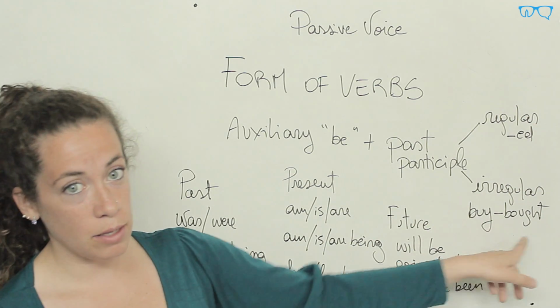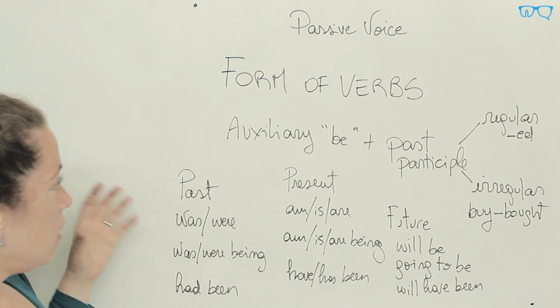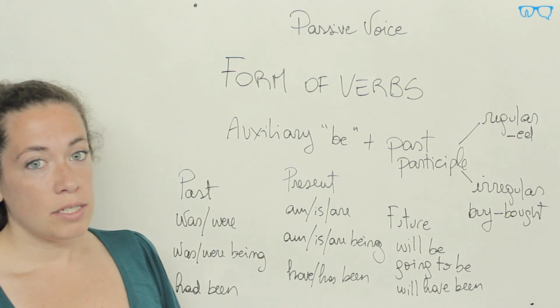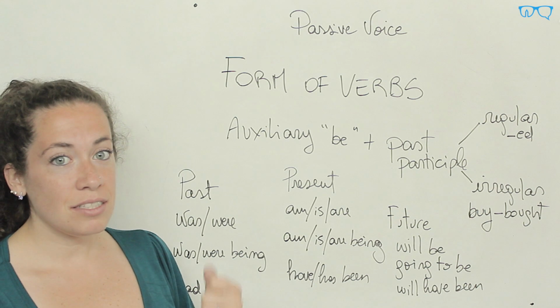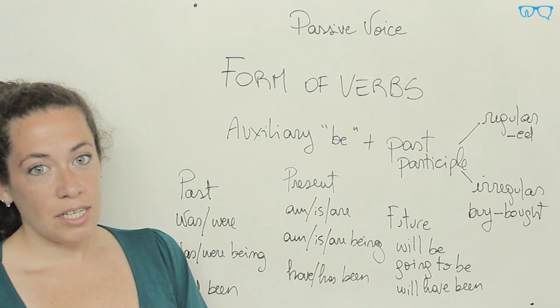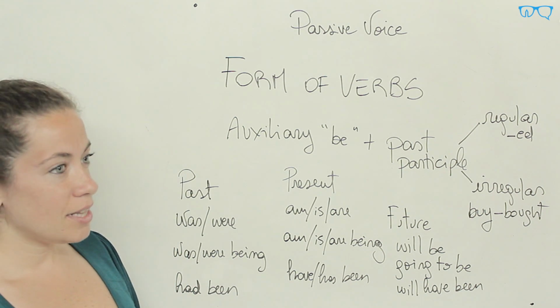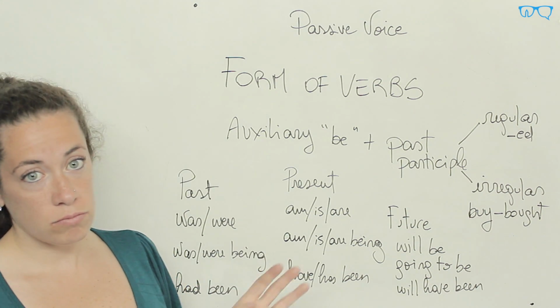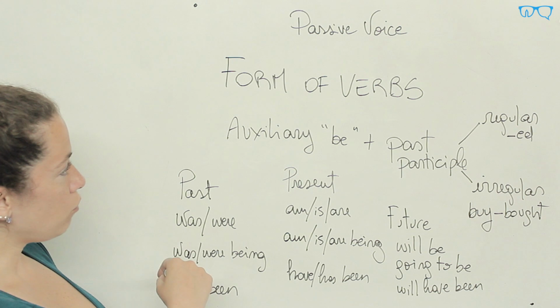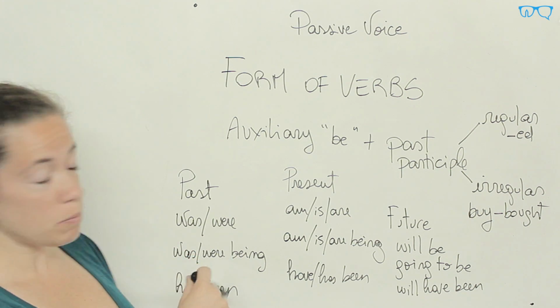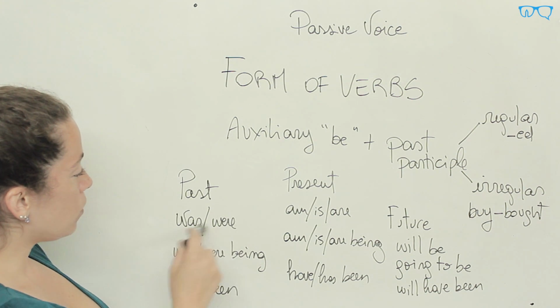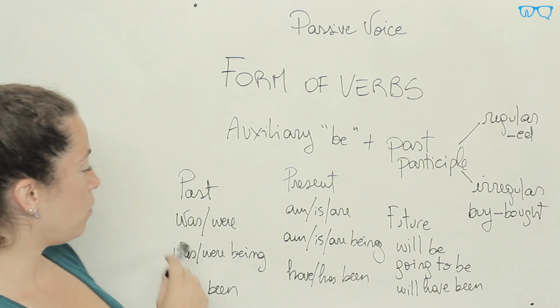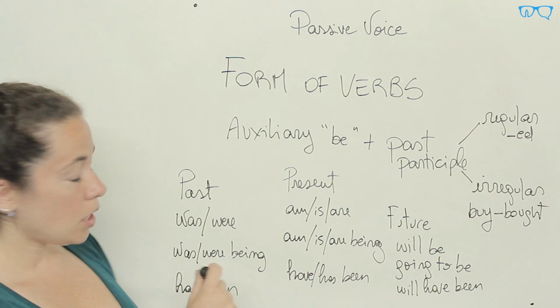For example, buy, bought. In the case of the auxiliary be, the auxiliary will take the tense, that means the time, right? The tense that you would use in the active voice, okay? So for example, if we are dealing with simple past, the form will be was or were plus the past participle, for example, was bought.